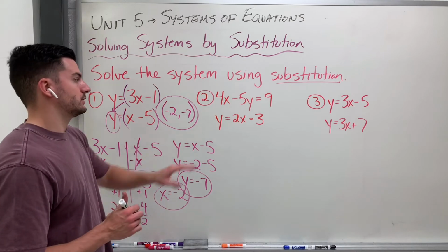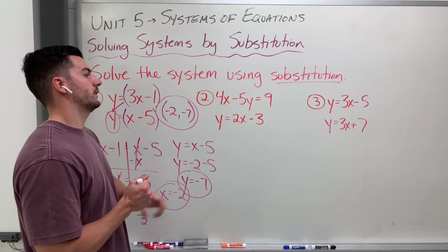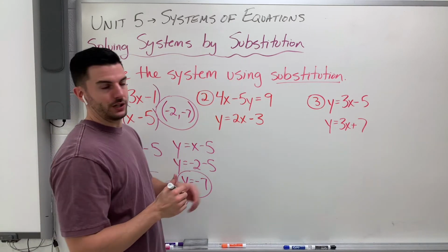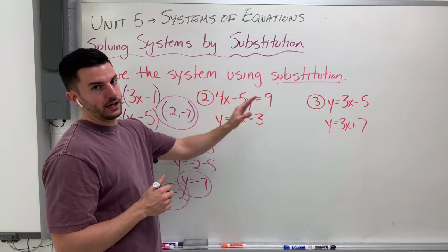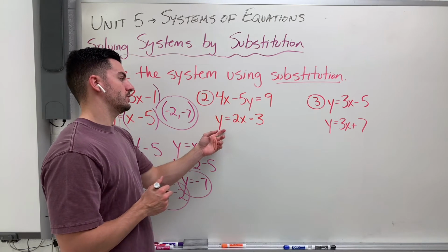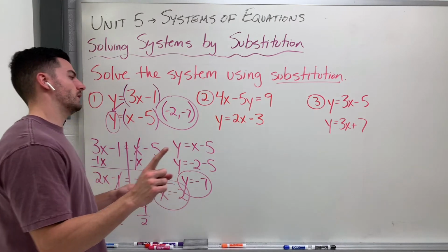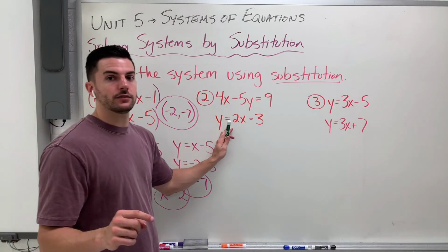Now a second one is going to be this guy, okay? This one is similar to the first one we had, where the top one's a little bit more complex of an equation, right? 4x minus 5y equals 9. Then the second equation, y equals 2x minus 3, okay? Just one of these equations has a variable that's by itself.